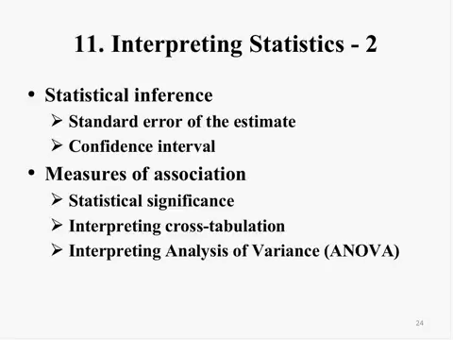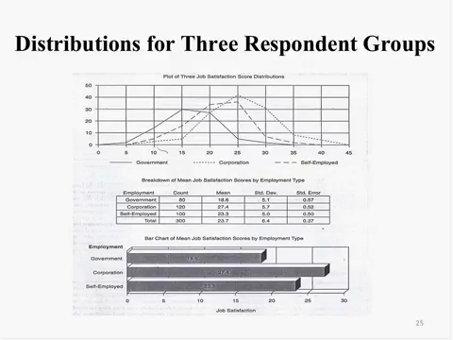With slide number 25, the distribution for 3 respondent groups. There's 3 items to talk about here. At the top of slide number 25, we see a plot of 3 job selection score distributions. And you can see that there's government, corporation, and self-employed. And the distributions are quite different. For example, the difference between government and self-employed is much like the slide that we saw not too many minutes ago.